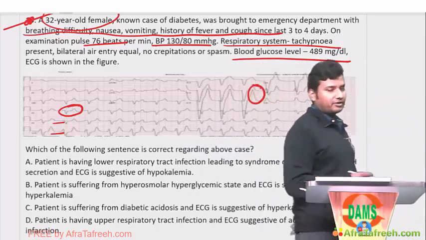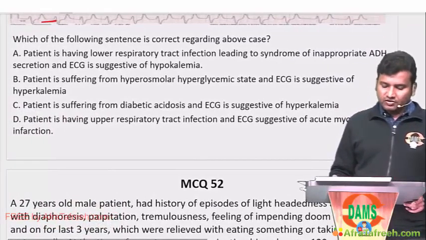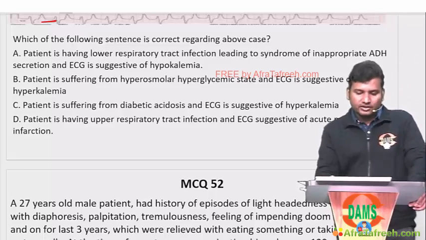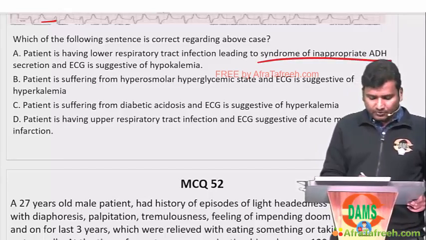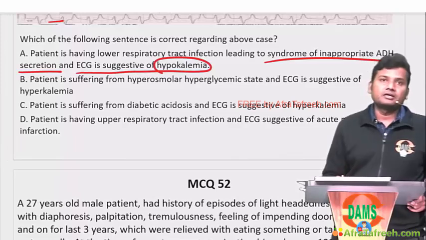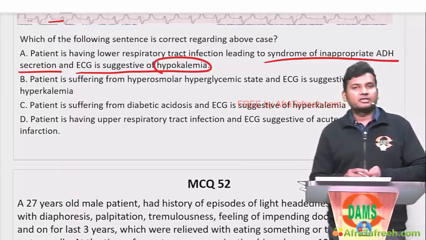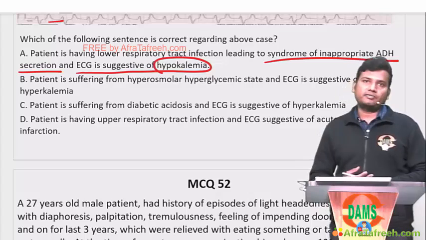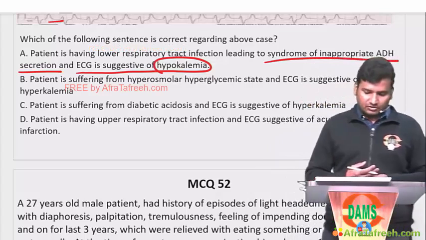Now let us see what they have asked. Which of the following sentences is correct regarding the above case? Patient is having lower respiratory tract infection leading to syndrome of inappropriate ADH secretion and ECG is suggestive of hypokalemia. Completely wrong sentence. ECG is suggestive of hyperkalemia. SIADH will have clinical features of hyponatremia, that is confusion, seizure, headache. Okay, it is not the correct one.